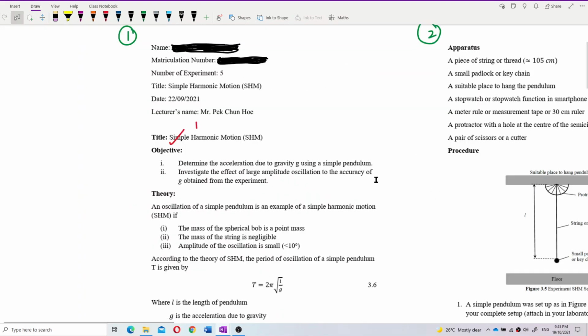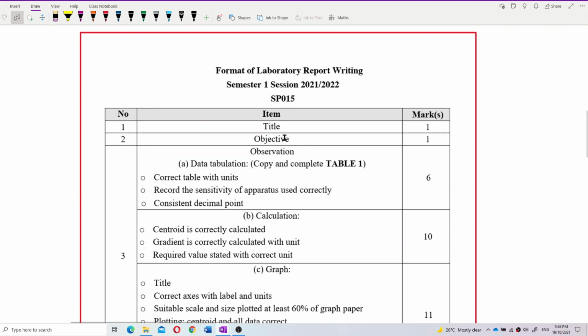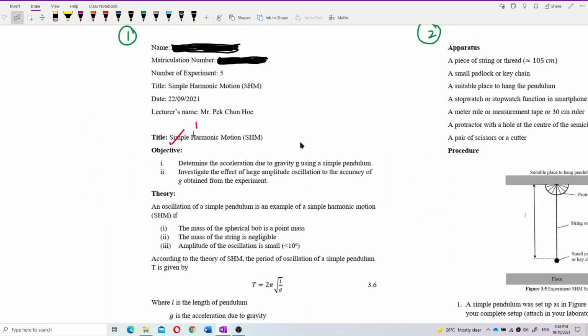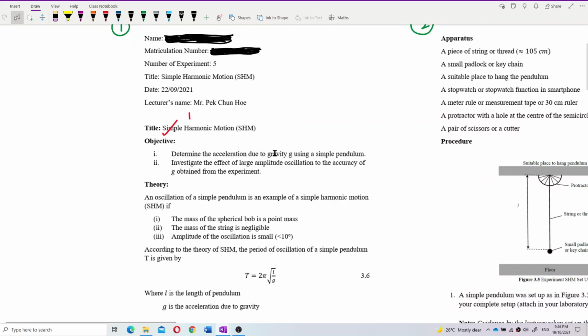Good. And then, does it have an objective? Let's check. Yes, it has the objective. It is all correctly copied. Just copy. So 1 mark.